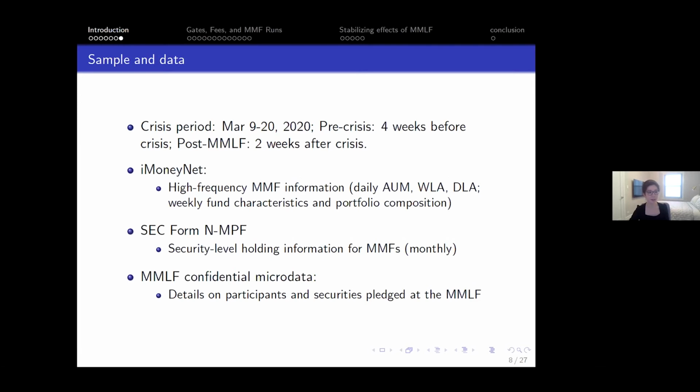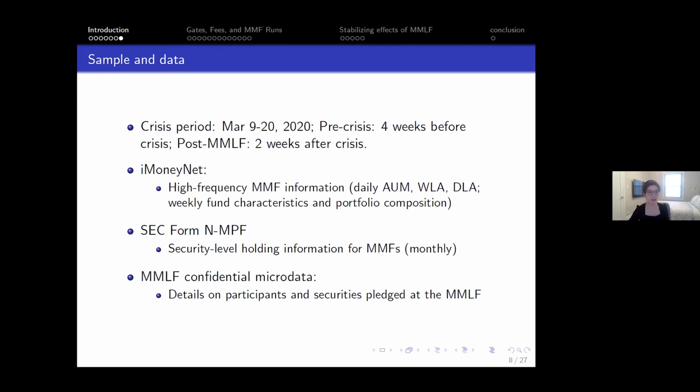So the crisis period in our study is defined as the 2-week period from March 9th to March 20th, 2020. And we use 4 weeks before the crisis and define that as our pre-crisis period. And we also have a post-MMLF period that is 2 weeks after the crisis.